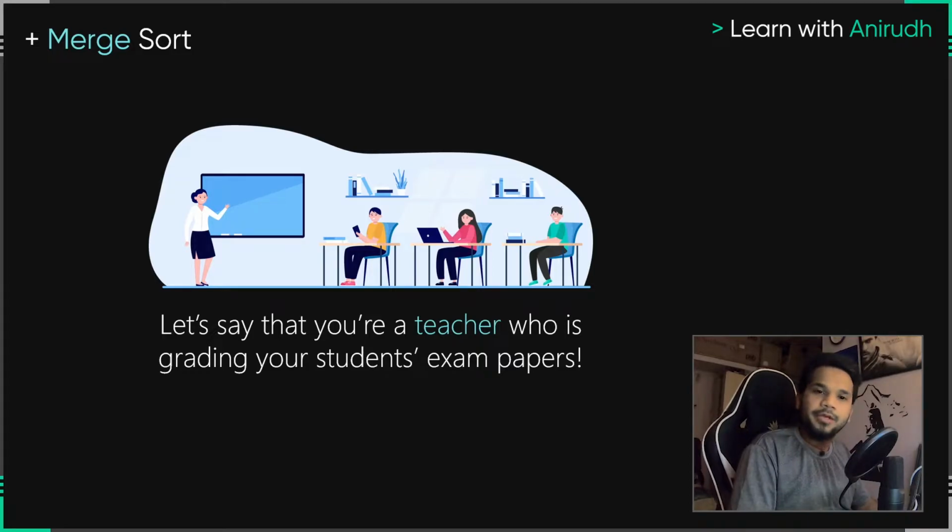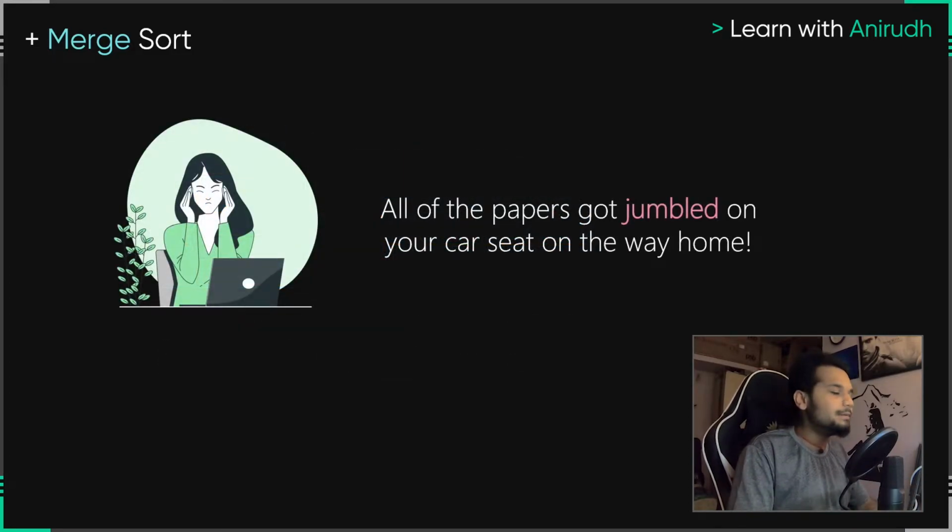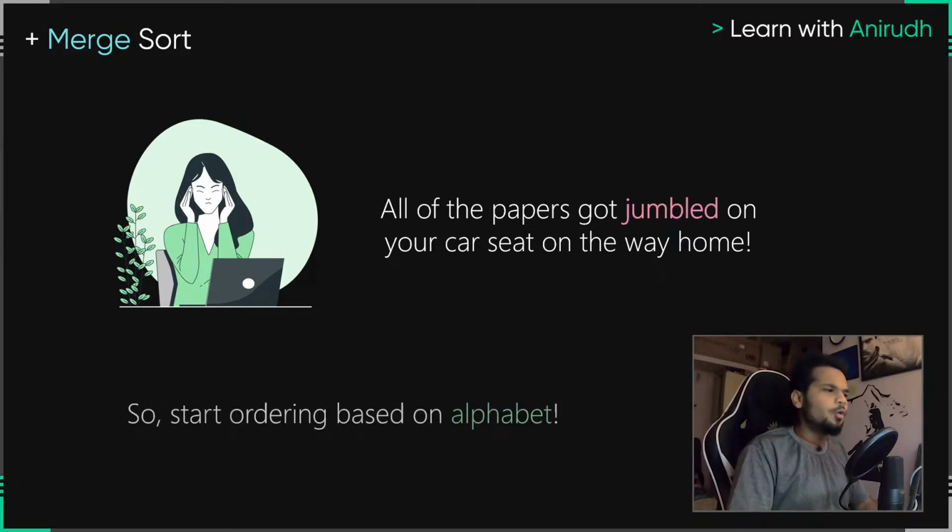So you're taking the papers home to evaluate them, and an important mess up happens where all the papers get jumbled on your car seat. So they're no longer in order right now and they're all messed up. For us to sort an array, this is beautiful, but if this happens in real life, it might be a huge pain. So what would you do?